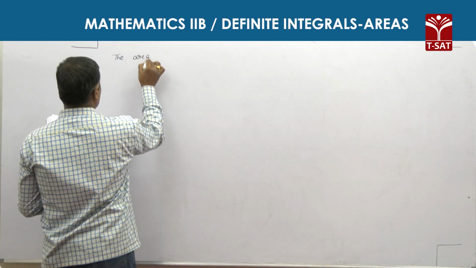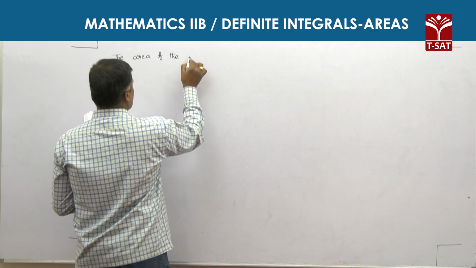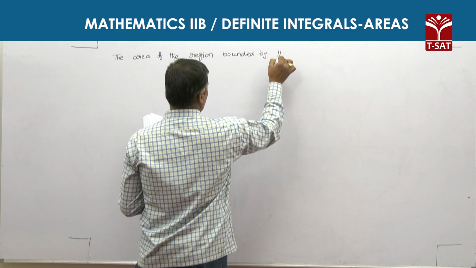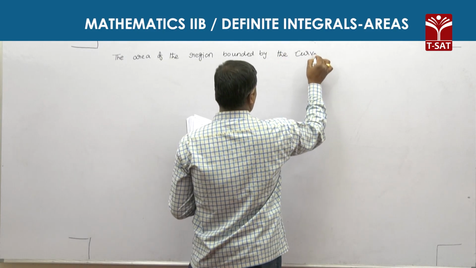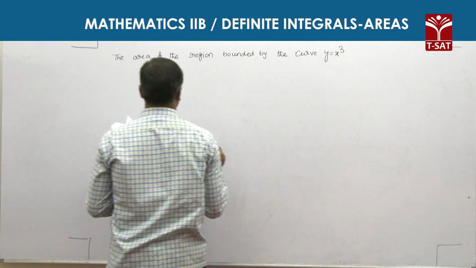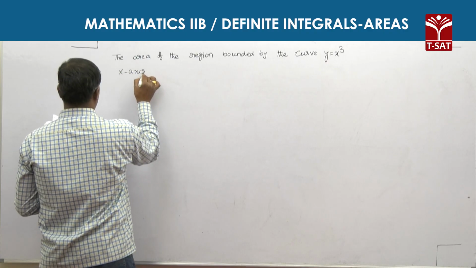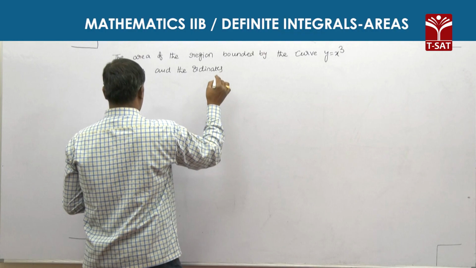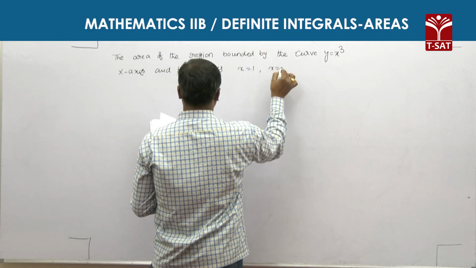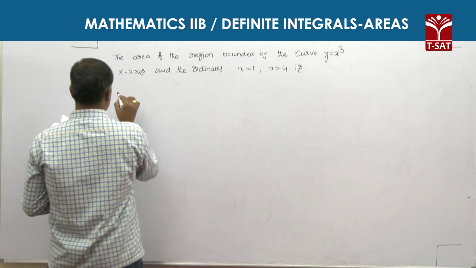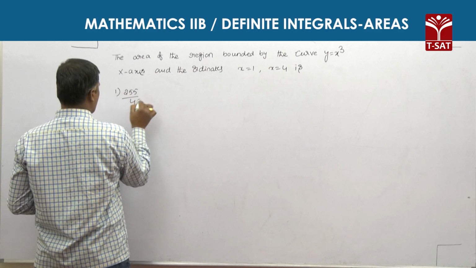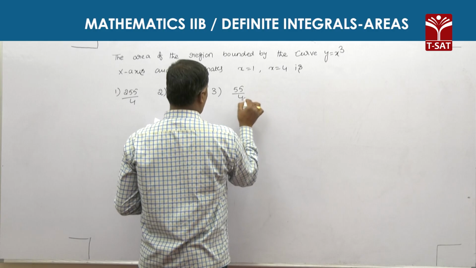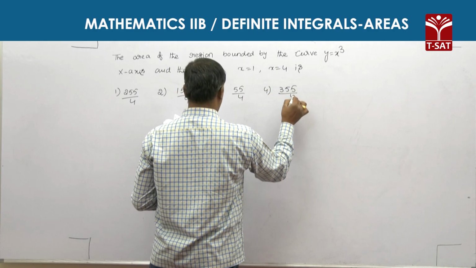The area of the region bounded by the curve y is equal to x cube, the x-axis, and the ordinates x is equal to 1, x is equal to 4 is: first option 255 divided by 4, second option 155 divided by 4, third option 55 divided by 4, fourth option 355 divided by 4.